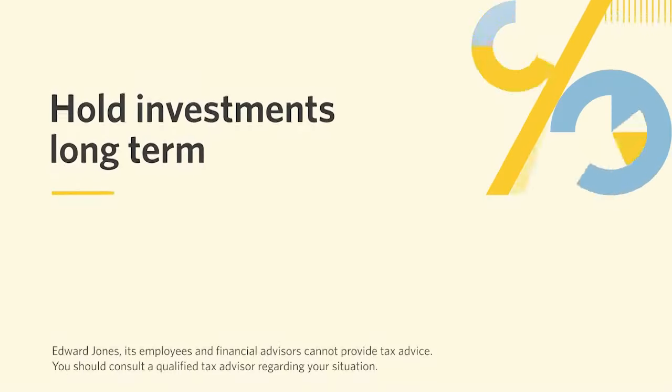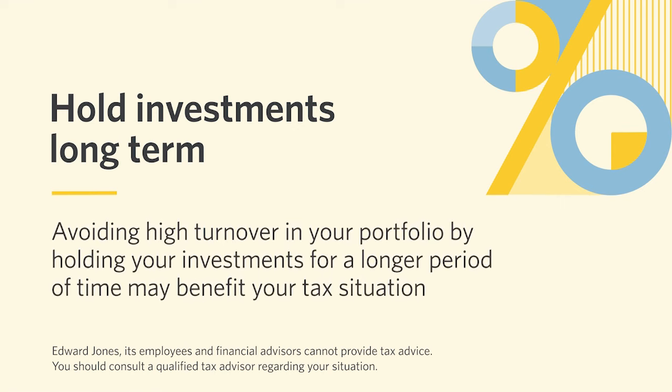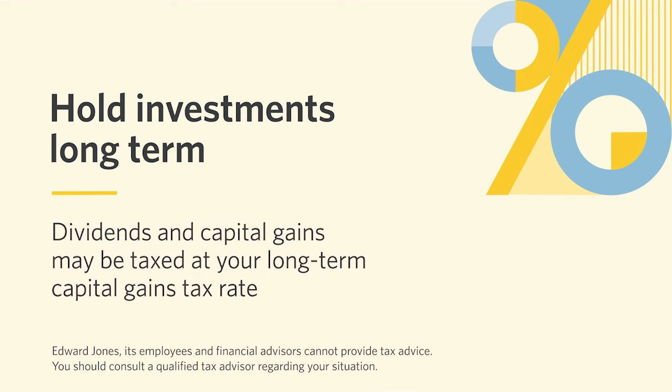Another great strategy to minimize taxes is to hold investments long-term instead of buying and selling frequently. Avoiding high turnover in your portfolio can help classify dividends as qualified while helping minimize taxes on capital gains by qualifying them as long-term instead of short-term. This means that your dividends and capital gains may be taxed at your long-term capital gains tax rate, which, as Dan mentioned earlier, is typically lower than your marginal tax rate applicable to non-qualified dividends and net short-term capital gains.